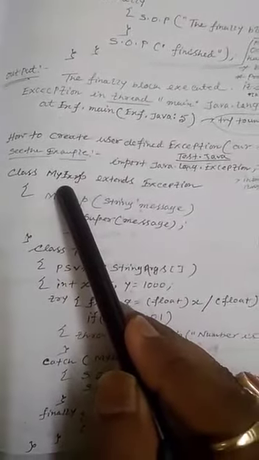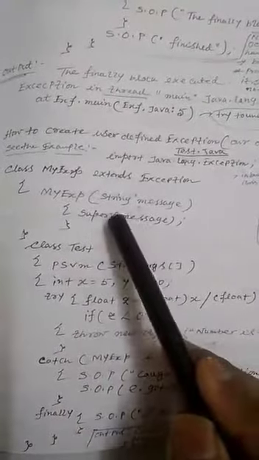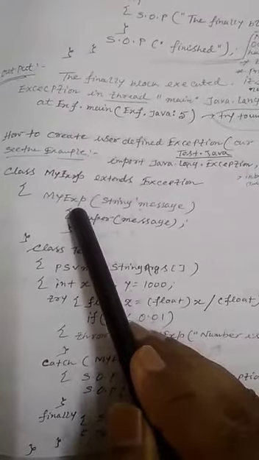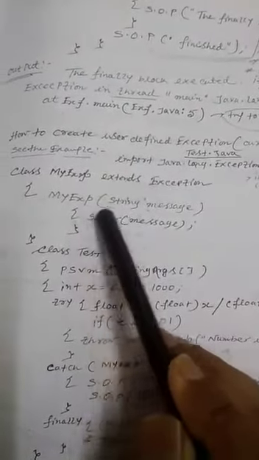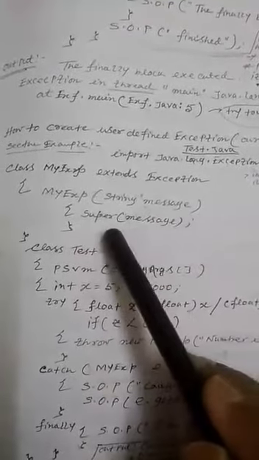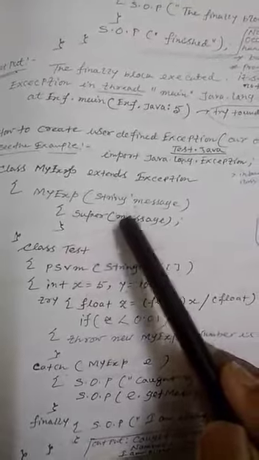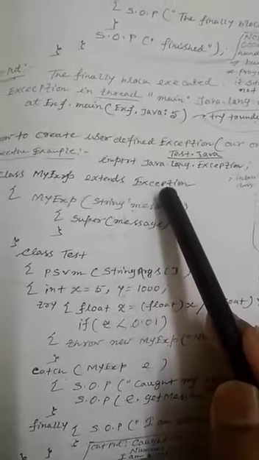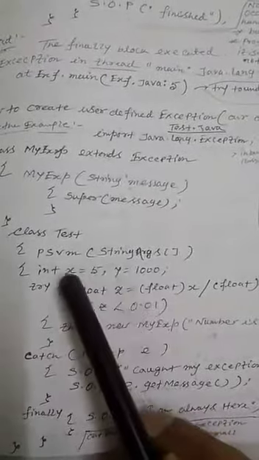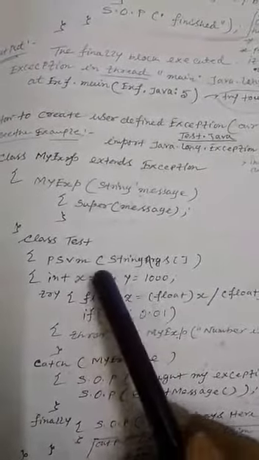Now how are we going to create our own exception? Here the class name is MyException, which extends Exception. We know that Exception is an inbuilt class in Java. We are extending from it, that means we are overriding that class. Here there is a constructor taking a string as message, and super means we are calling the Exception class constructor.